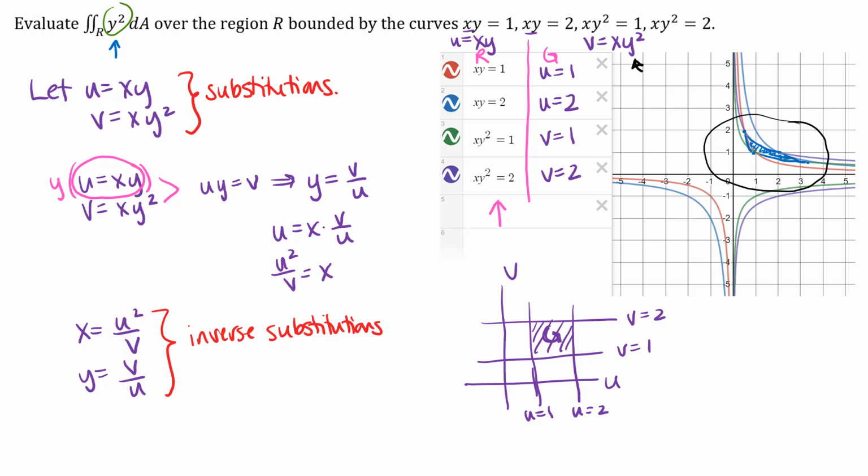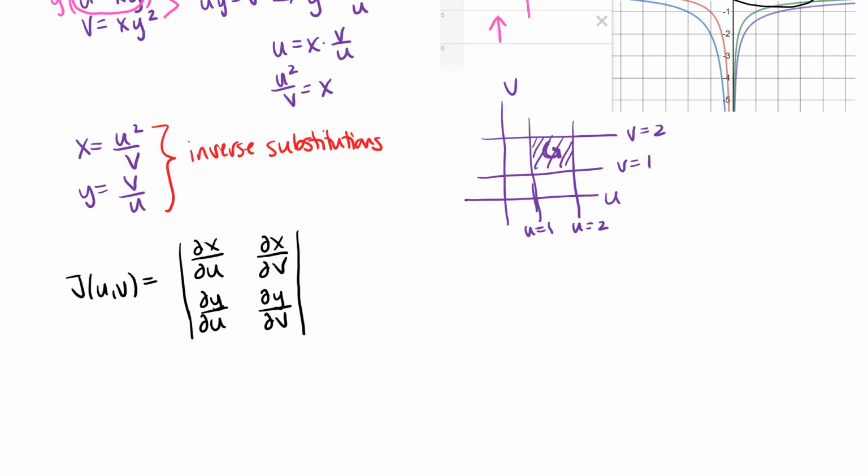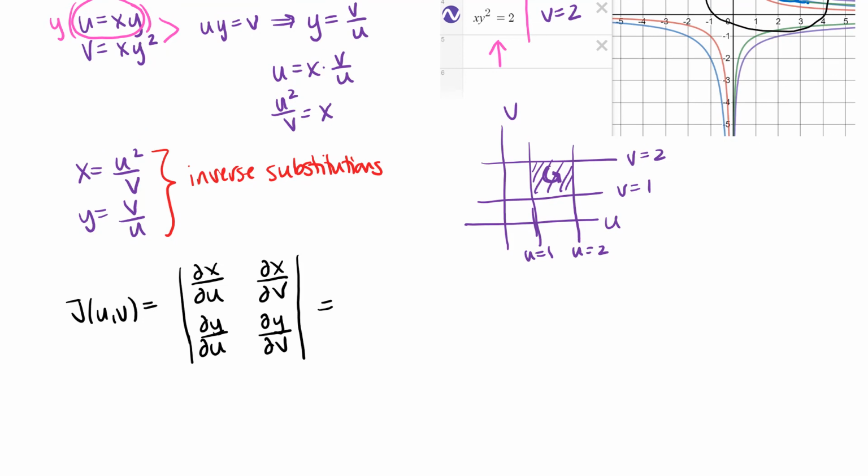I really should check all the other points, and you could do that by examining other points and being sure that they don't transform to the same point in the UV plane, but we are okay on that count for this particular problem. Alright, the next thing that we need to calculate is the Jacobian. So we need to find our partial derivatives of x and y with respect to u and v. So I'm going to need my inverse substitutions for that.